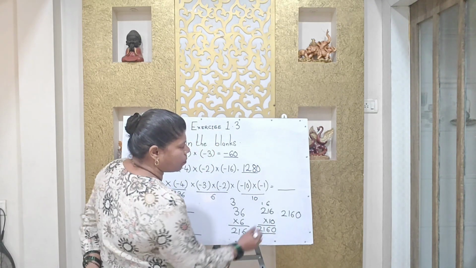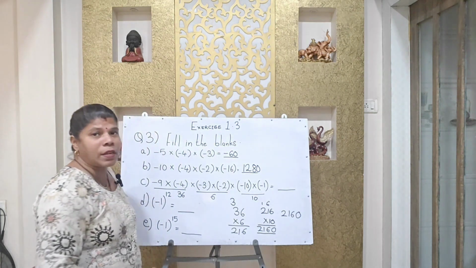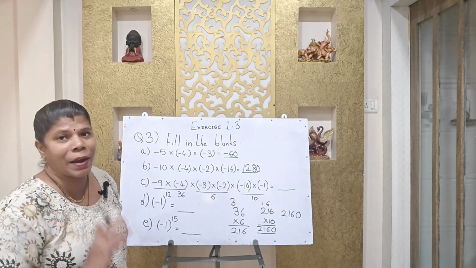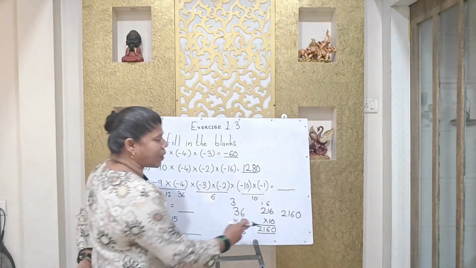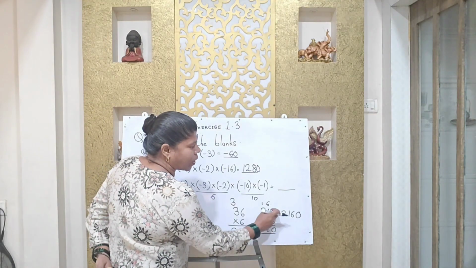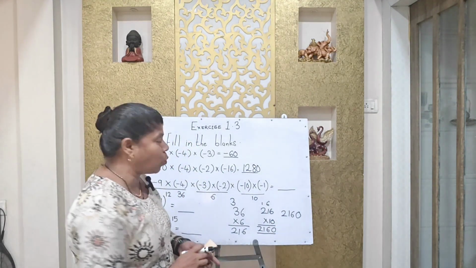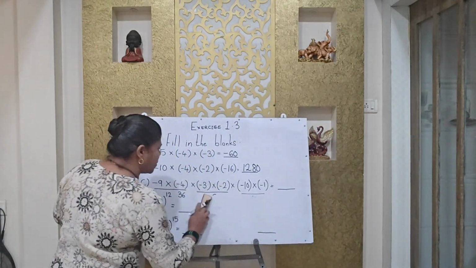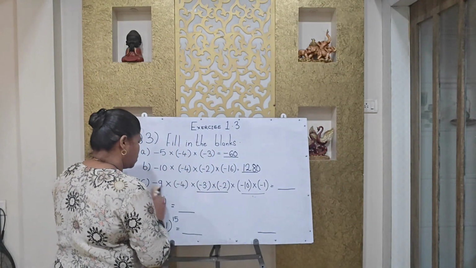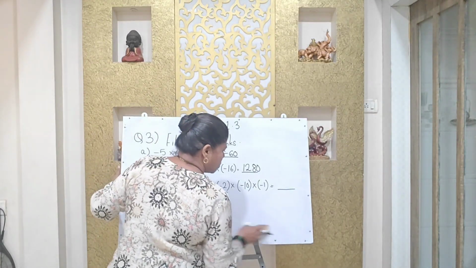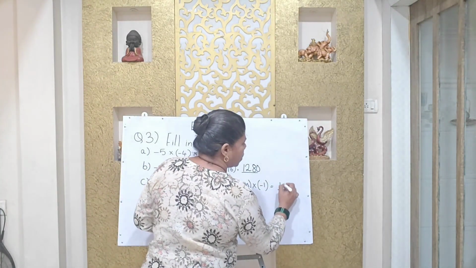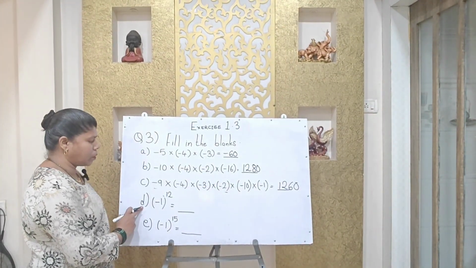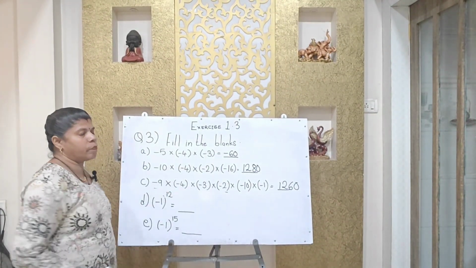So it is very easy. When you are multiplying any number with 10, 100, 1000, just add as many 0s as there are in the number you are multiplying with. See, if there is a 10, you add 1 zero. If there is 100, you add 2 zeros. So there is no need to calculate. Okay. So the answer is 2160. Question D. Minus 1 raised to 12.